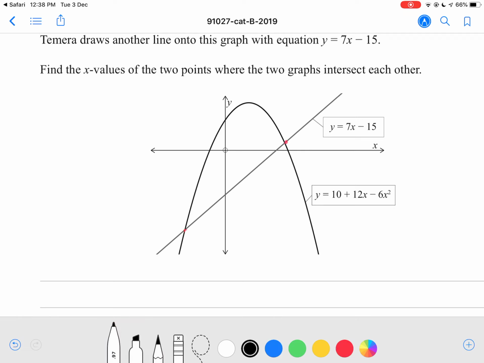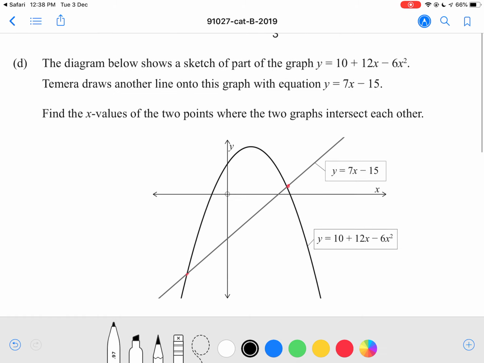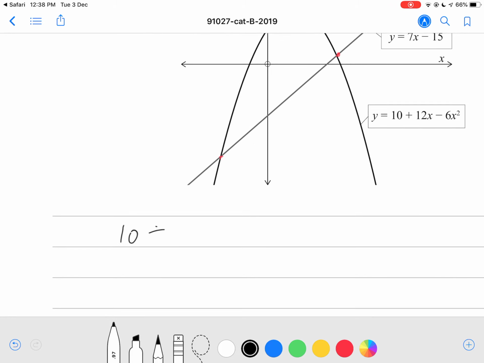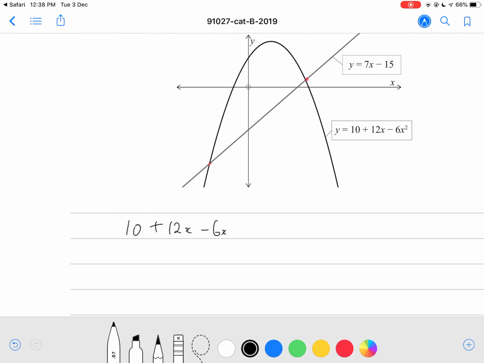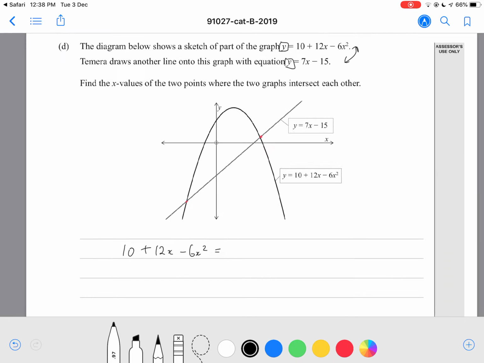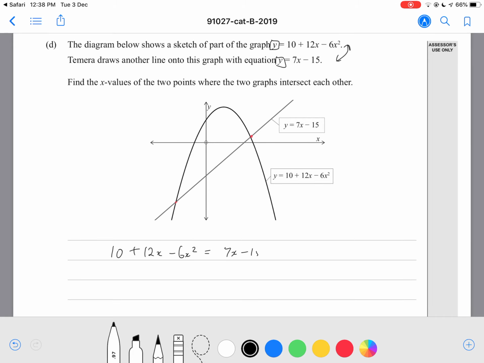Alright, so the key feature to note is that when two graphs intersect, that means that their y values are equal. So this y will be equal to this y when they intersect. So when y is equal to y, we can say both of these are equal at our point of intersection. So we can say that 10 plus 12x minus 6x squared is equal to our equation of 7x minus 15.